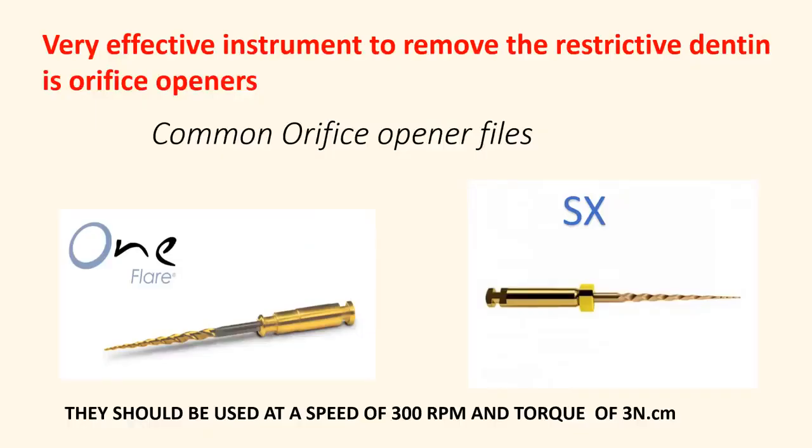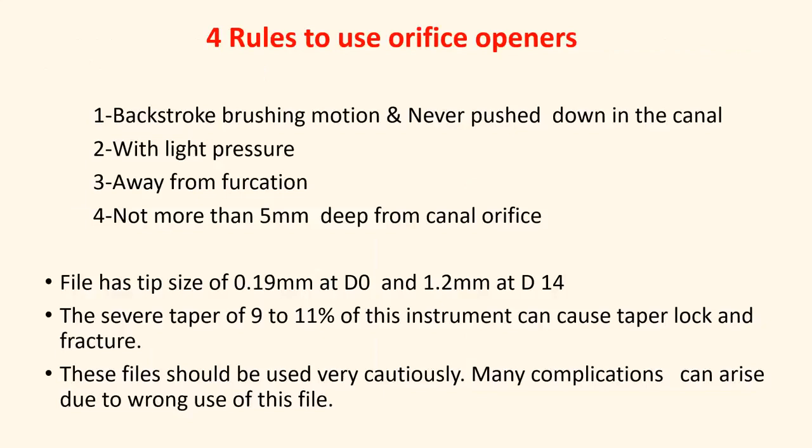A very effective instrument to remove the restrictive dentin is orifice openers. These are the common orifice openers, 1 flare and SX. They should be used at a speed of 300 rpm and torque of 3 Newton centimeter. These are the 4 rules to use these orifice openers. One is a backstroke brushing motion and never push down in the canal. Second is with a light pressure. Third, away from furcation. And fourth, not more than 5 mm deep in the canal.